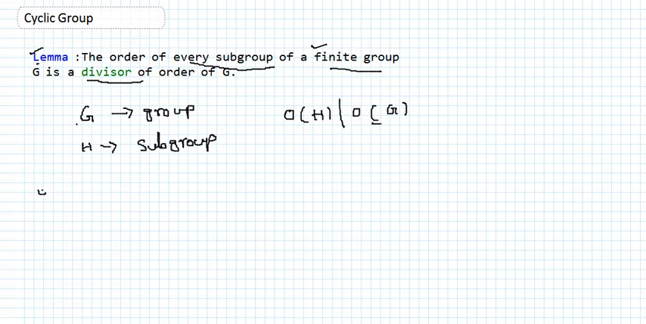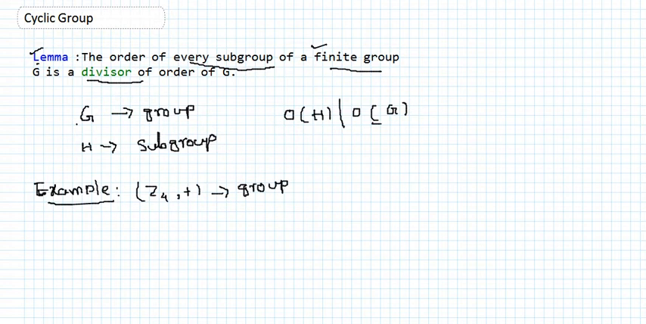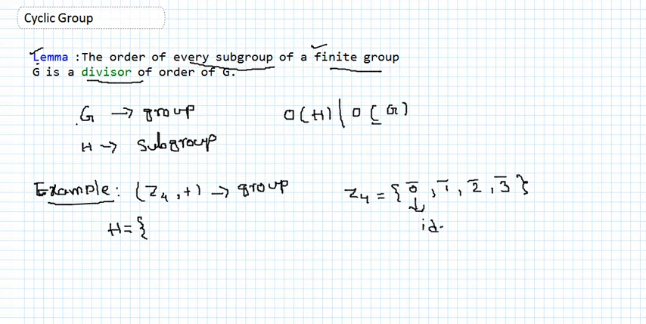So let's take an example. Suppose we have the group Z4 with addition. We know that the group of all residues modulo 4 is a group under addition, so Z4 is our group. Now let's talk about a few subgroups of this group. Z4 is the collection of the classes 0 bar, 1 bar, 2 bar and 3 bar, and 0 bar is the identity element of Z4 under addition.